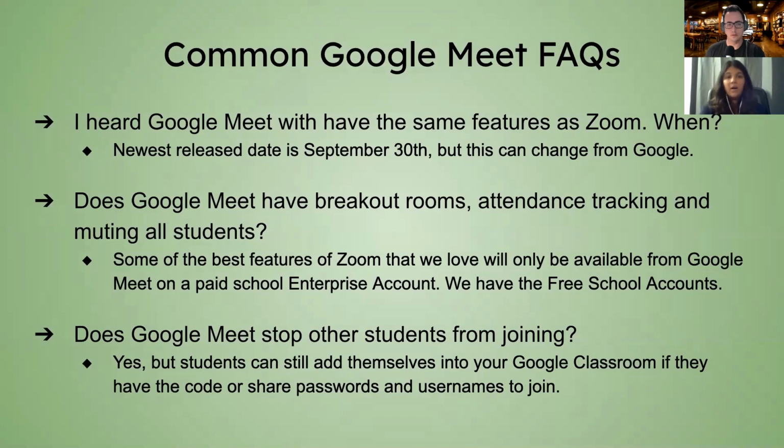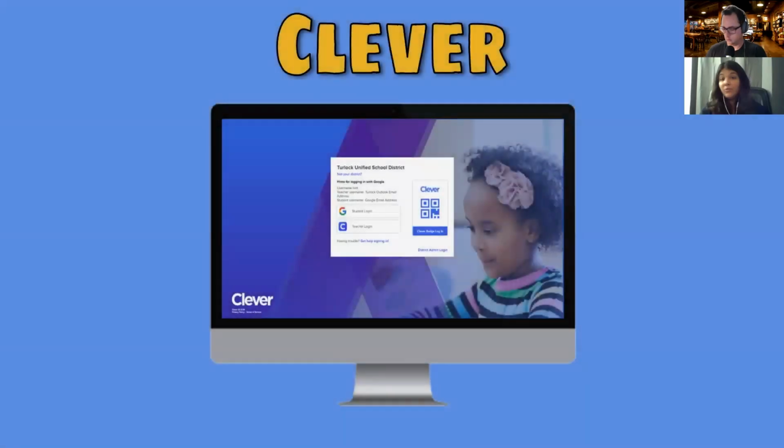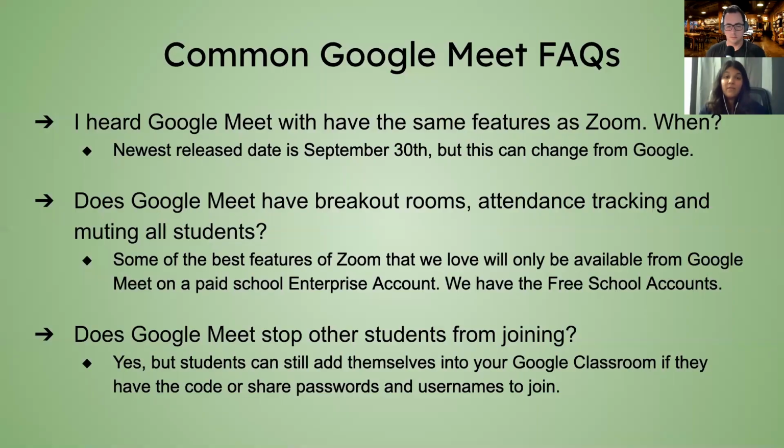So some common Google Meet questions that we're getting. Google Meet is stealing a ton of features from Zoom, and when are we going to get them? So they're stealing the features of you can mute everybody, you can take off sharing. All of those releases are going to be available on September 30th currently. Google just released that, but this date can change. And a lot of these features are also only going to be available on a paid Google Enterprise account. And currently, we just have the Google for Education normal account. We don't have the Enterprise account.